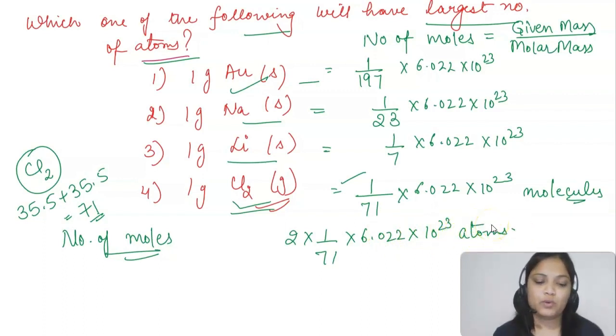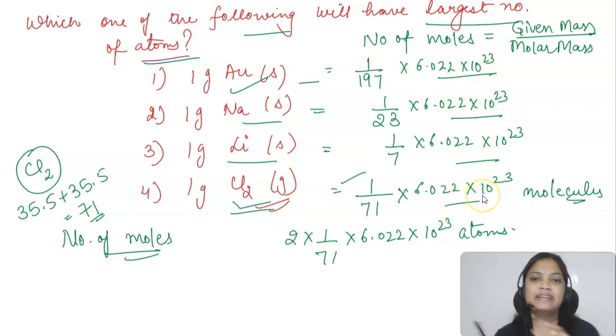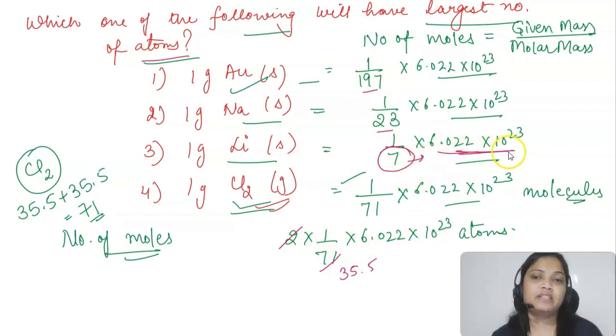Alright, so what we are going to do here is, just see the values. This number is the same now, and we are dividing it by some numbers. You need to find out the largest number of atoms, so the denominator is smallest in this case. Here it's 7, 23, 197. Here also, if you find out, it will be 35.5. So 7 is the smallest denominator. This means if you divide 6.022 into 10 to the power 23 by 7, you will get the maximum value in this case.